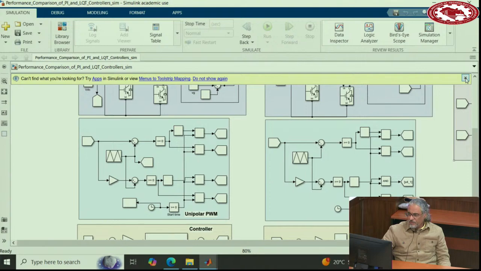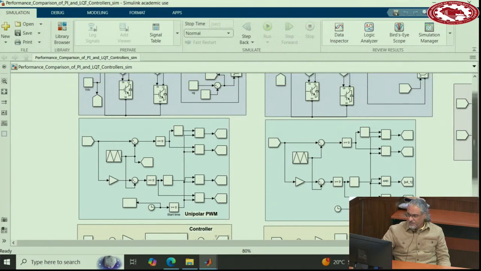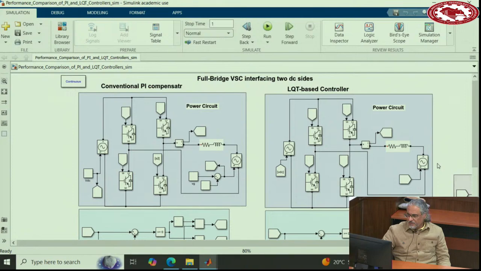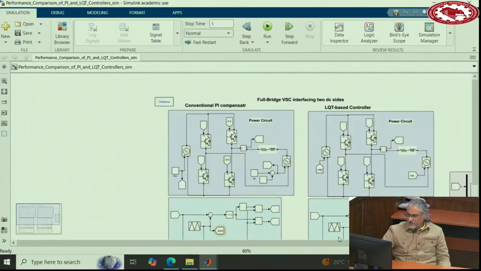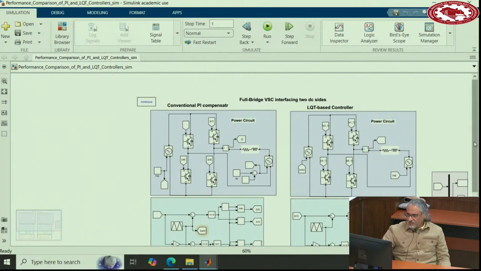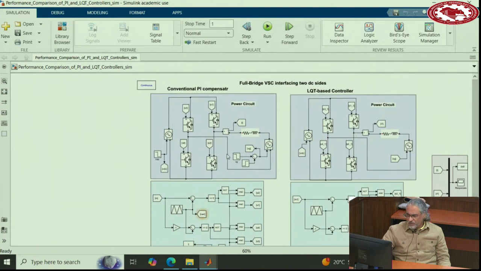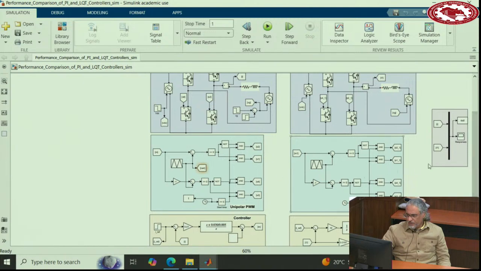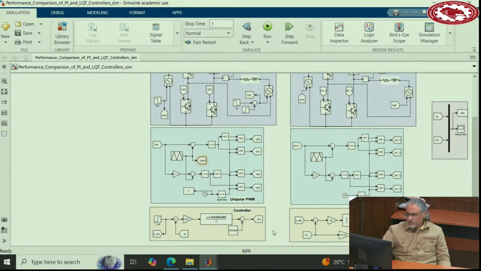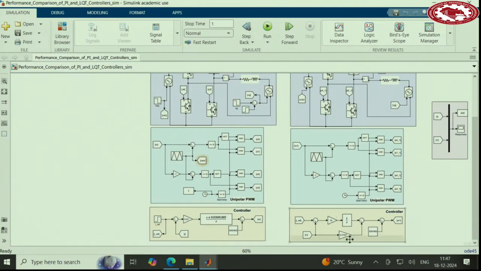Alright, so we have the file here. This file compares the transfer function approach with the LQT. So we have the PI controller and LQT. Two converters and two PWMs here. We are using unipolar, and two controllers. One is using a PI and the other using LQT with two gains, 10 and 0.197.